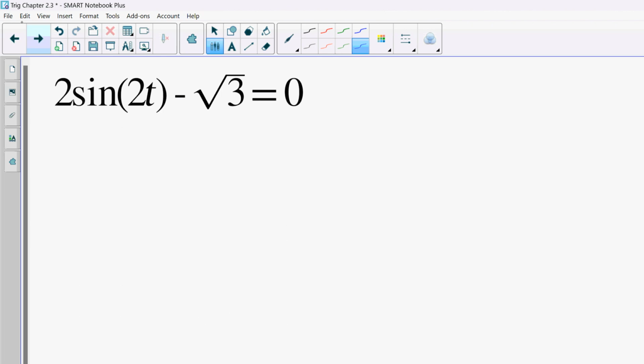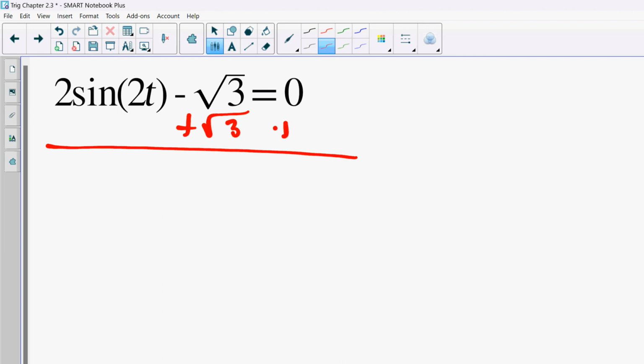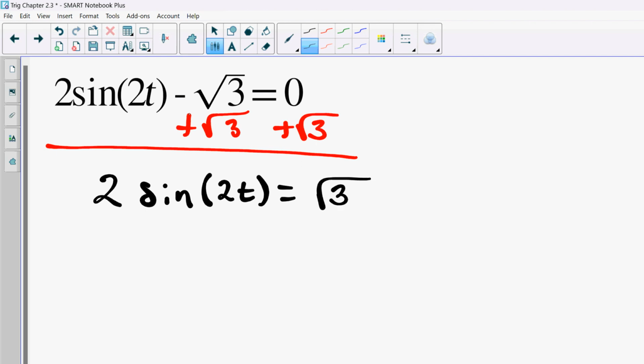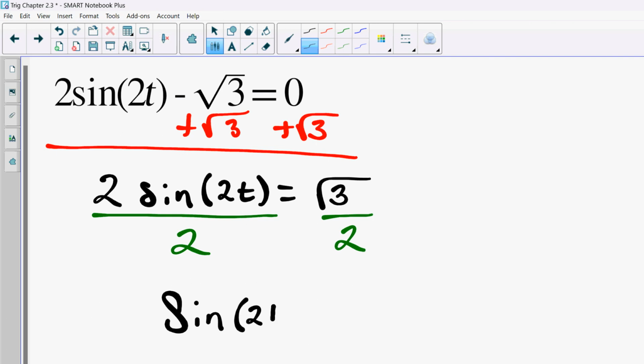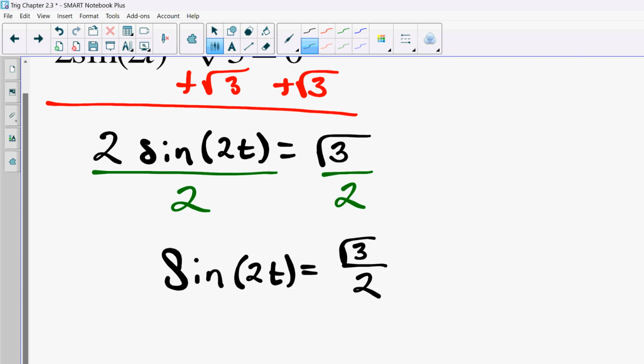2 sine of 2t minus square root of 3 equals 0. So again, we're going to treat this exactly as we did the previous one. Well, first thing we can do is get sine by itself. So we can add the square root of 3 to both sides, telling us that 2 sine of 2t is equal to square root of 3. Then our next step is going to be to divide both sides by 2. Telling us that sine of 2t is equal to the square root of 3 over 2.